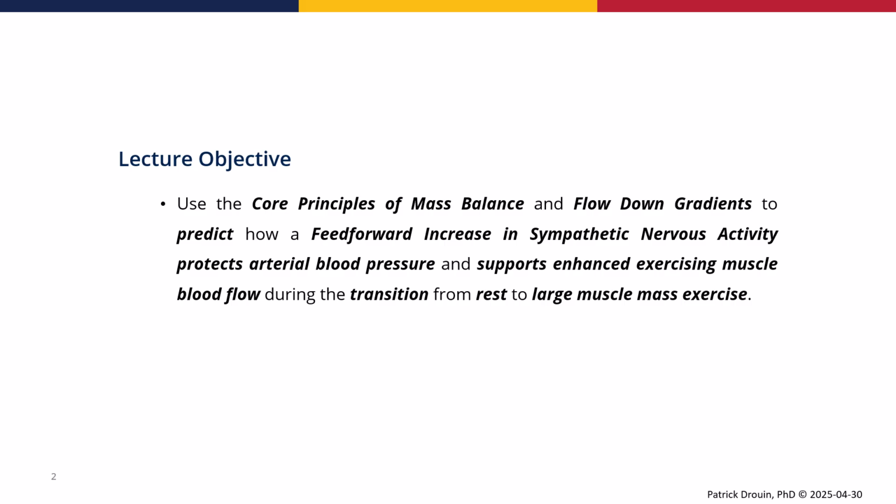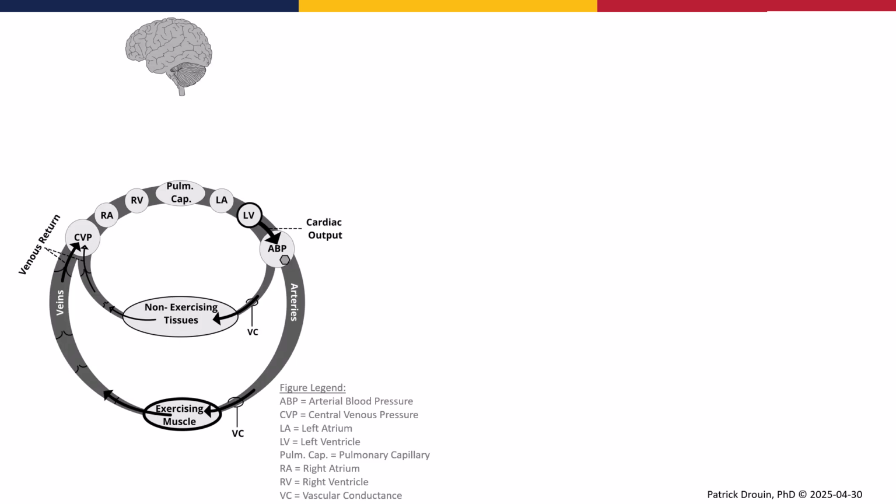The objective of today's lecture is to use the core principles of mass balance and flow down gradients to predict how a feed-forward increase in sympathetic nervous activity protects arterial blood pressure and supports enhanced exercising muscle blood flow during the transition from rest to large muscle mass exercise. To begin, here I have drawn a simplistic physiological model of the circulatory system.